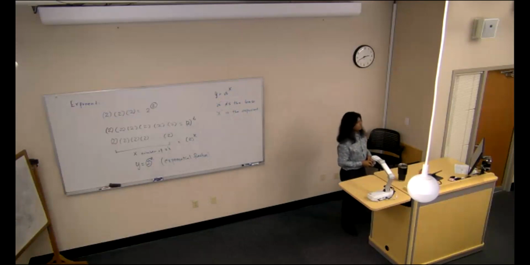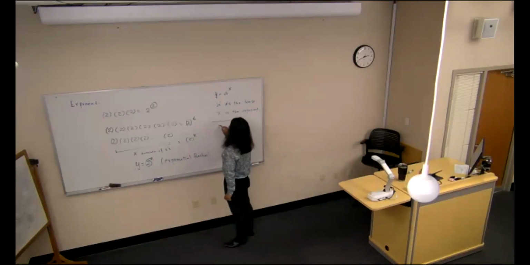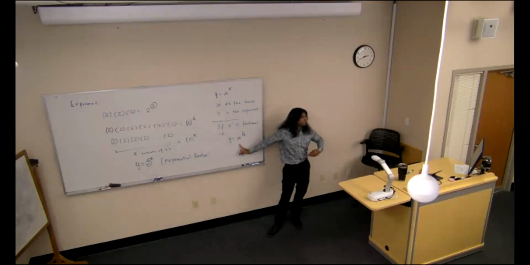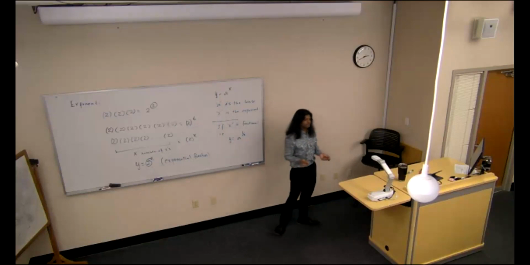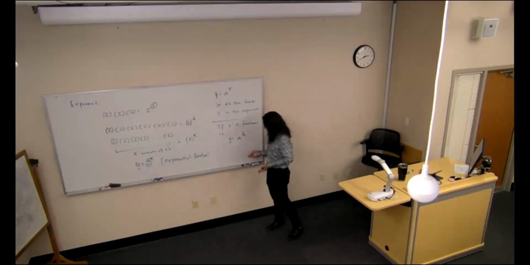X could be anything, but as I mentioned earlier, if x is fractional, i.e., let's say you have 1 over n, then when n is 2, you end up getting square root, n is 3, cube root, n equals 4, fourth root, etc. So we will start here and slowly go there.